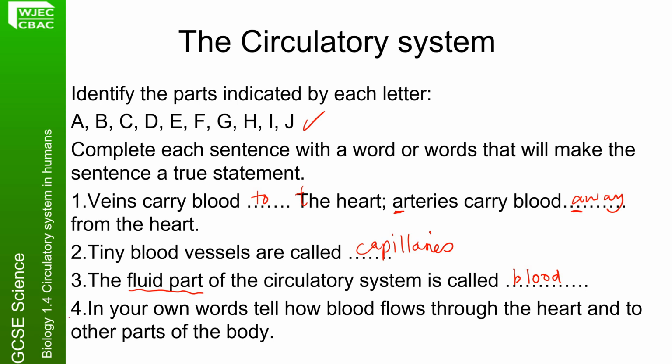Then question 5, this should be, in your own words, tell how blood flows through the heart and to other parts of the body. So it doesn't matter where you start from, okay, as long as you can get back to the same place, okay, and write that down. So hopefully you did that when you did your QWC response for the route of the blood through the heart.